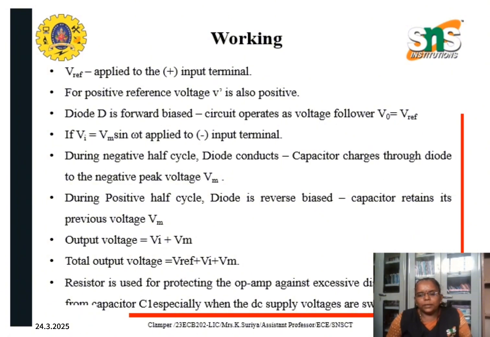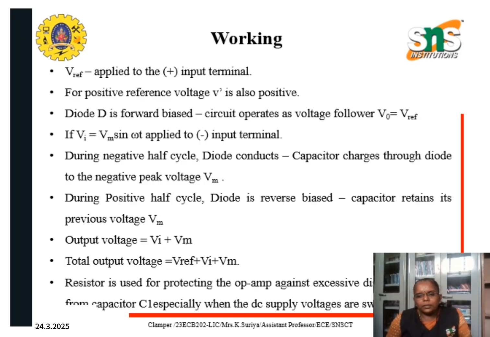So we'll see the working of the positive clamper. Here the V reference is applied to the positive terminal. For the positive reference voltage, the V dash will be positive and the diode will get forward biased. The circuit operates as a voltage follower and we get the output Vo equal to V reference.